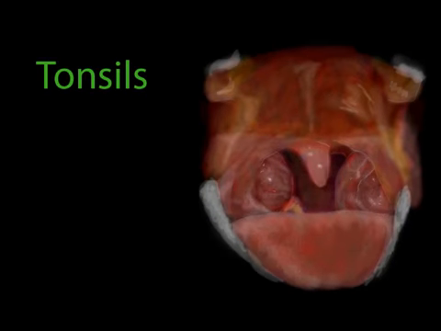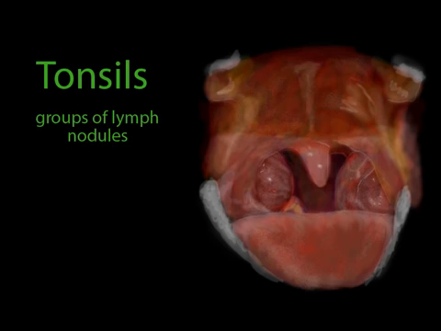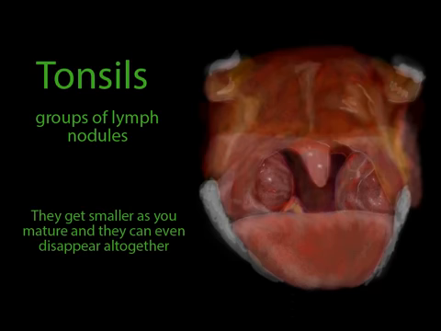Lymph nodules can be found as single structures in the body, or they can be grouped together in small clumps. That's what the tonsils are. They're groups of lymph nodules under the mucous membrane in the throat. These lymph nodules form a protective ring around the throat strategically located to protect the body from foreign invaders. If the tonsils get infected, they can become inflamed and abnormally enlarged, as you see here. This condition is called tonsillitis. If the condition is chronic, the tonsils can be removed in a tonsillectomy. Tonsils tend to get smaller as a person matures, and they can actually disappear altogether in an adult.